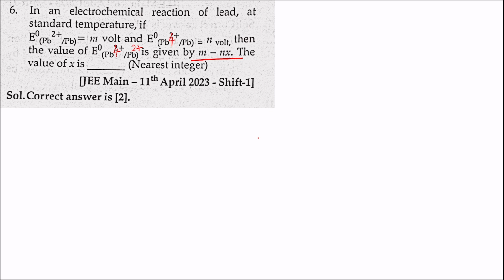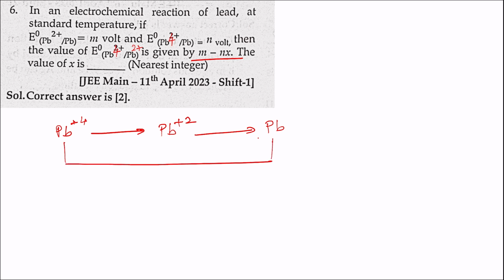Write the stepwise reduction of lead, that is lead from plus 4 oxidation state changing to plus 2 oxidation state, and from plus 2 to lead. This is stepwise, and one is the direct conversion of lead from plus 4 to lead. Lead from plus 4 to plus 2, E naught value, let it be E naught 1. This you have to find out.